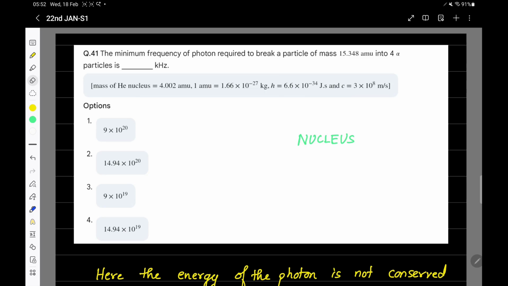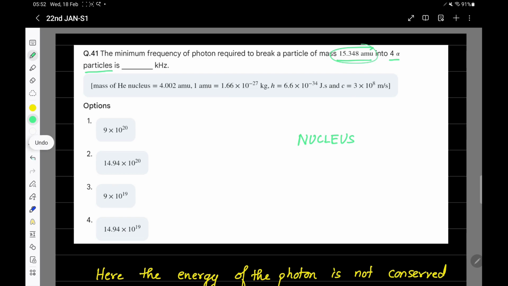The question says, the minimum frequency of photon required to break a particle of mass 15.384 AMU into 4 alpha particles is dash kilohertz. So we need to find how much energy is required by a photon such that if it is incident on this particle, it will break it into 4 alpha particles.